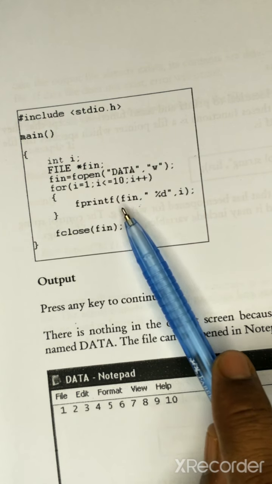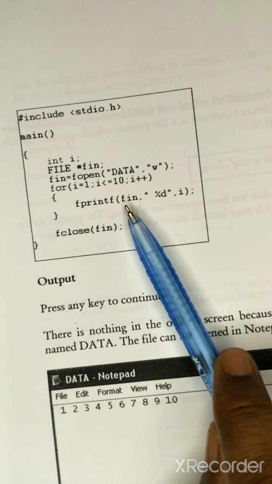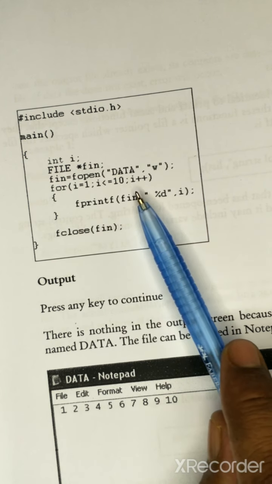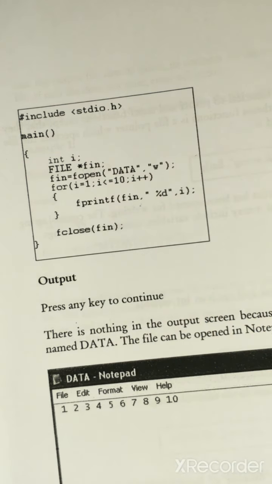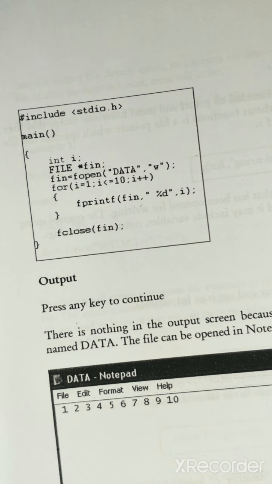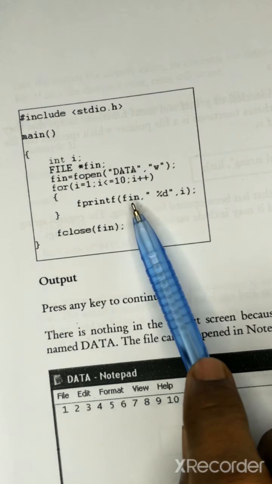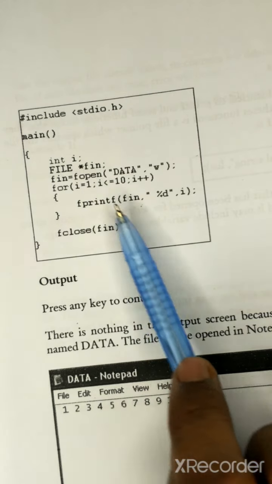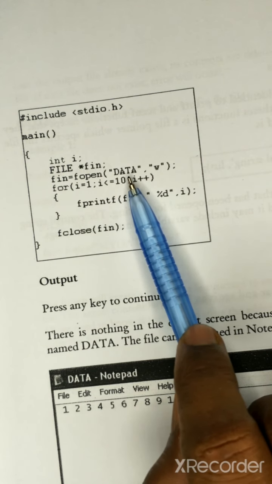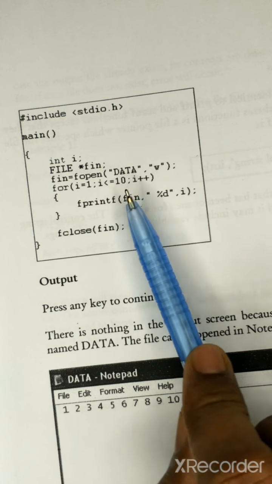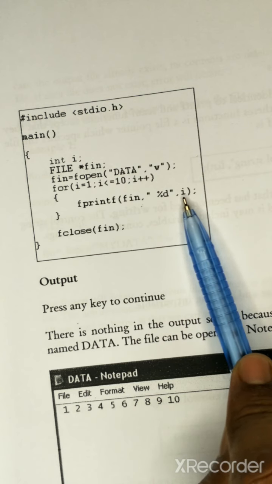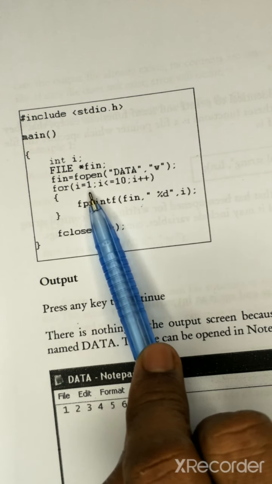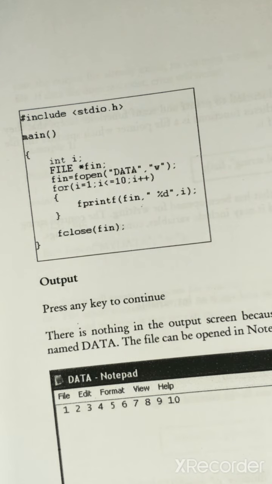We assign which file we want the compiler, or C, to write the data to, as I explained in the previous video. In this case fin refers to that file named data. And we want to print all i. So in this case we print i equal to 1 up to 10, 1 2 3 4 5 and so on, to the file.